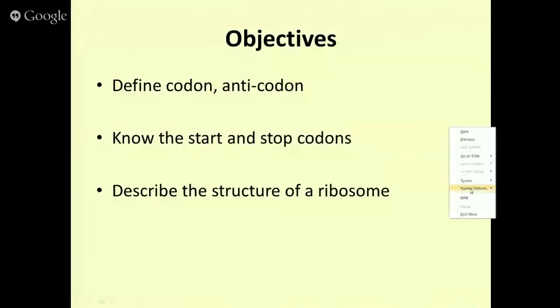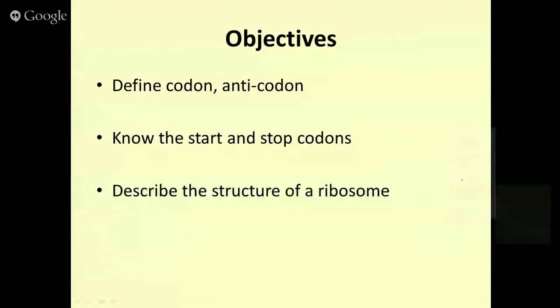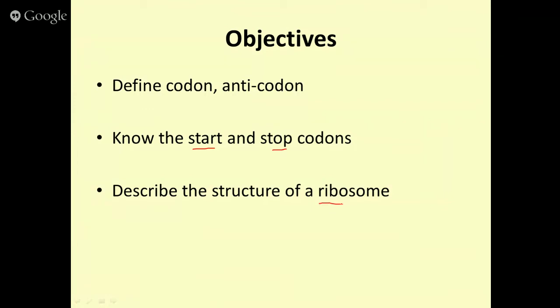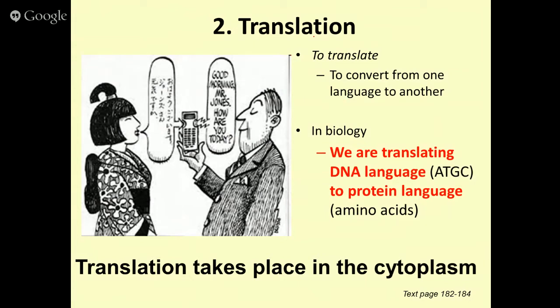I'm going to start sharing my screen with you now, and you'll see our slides, which are under chapter 10 on Blackboard. So in this video we're going to learn what's a codon, what's an anticodon, what are the start and stop codons, and then we're going to also talk about or revise the structure of the ribosome. When we do our next part of protein synthesis, we're going to do a process called translation.